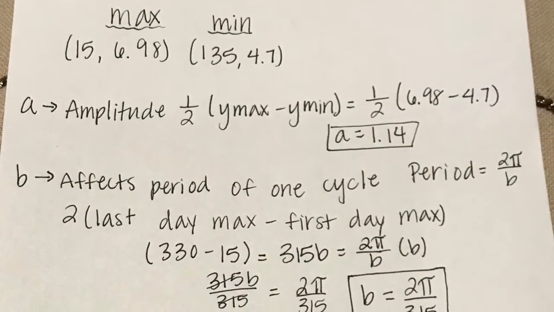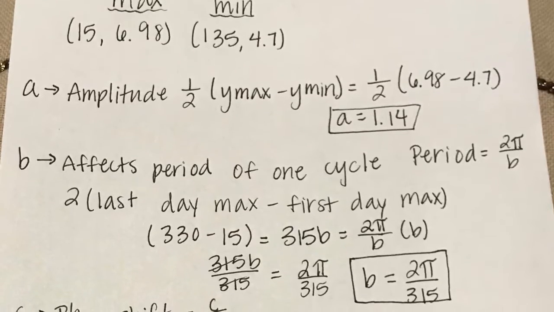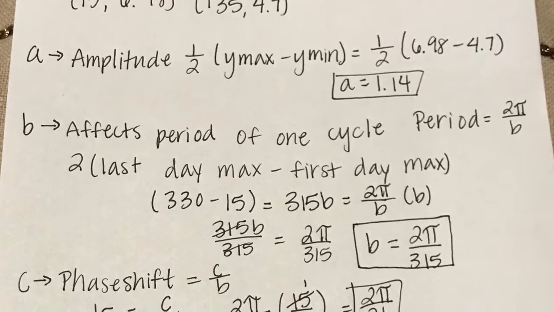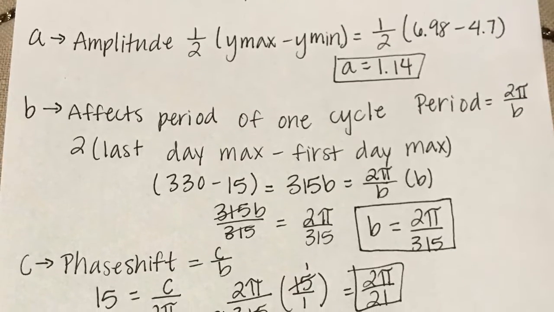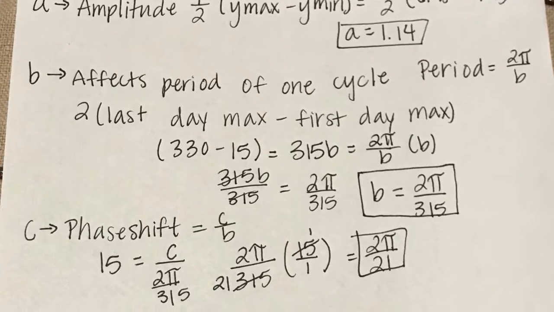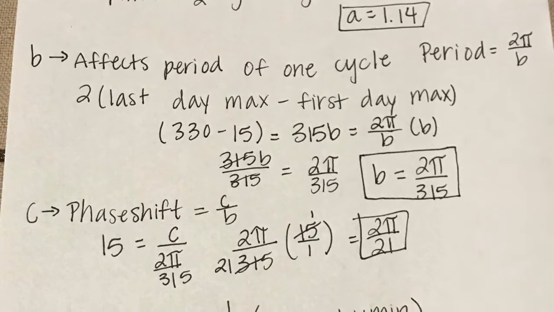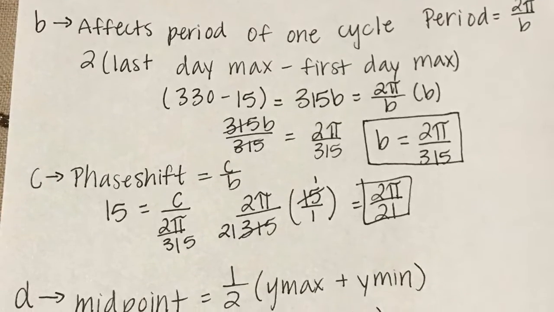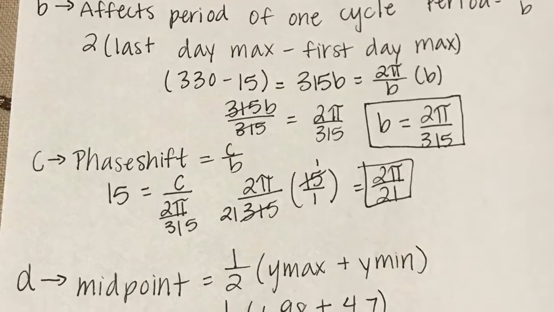To find the amplitude of the sunrise data, we did 1/2 of the y maximum minus the y minimum. This left us with a equaling 1.14. By multiplying 2 to the subtraction of the last day maximum and the first day maximum, we found the b, which affects one period of one cycle. This left me with my b, which is 2 pi over 315.